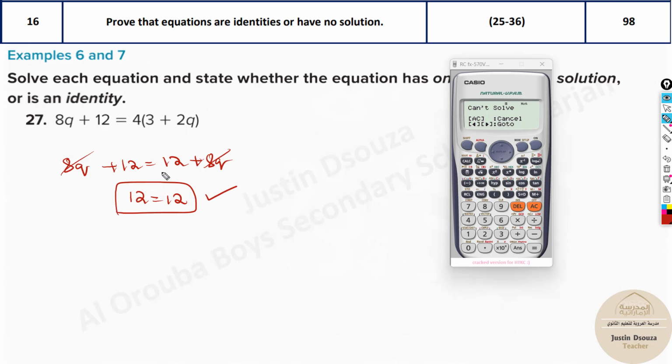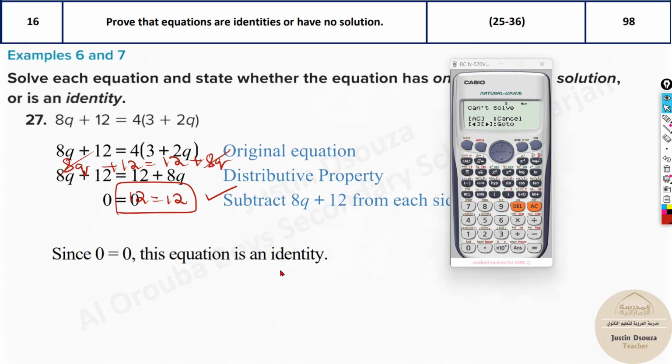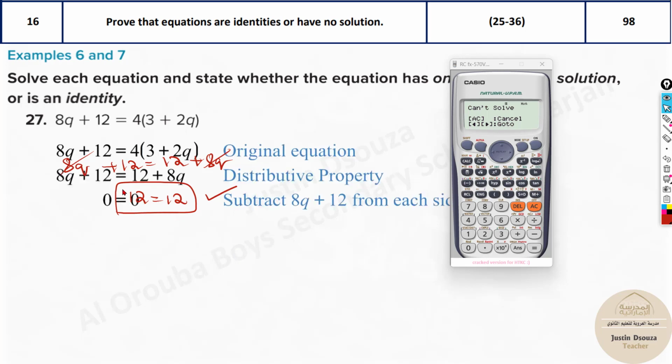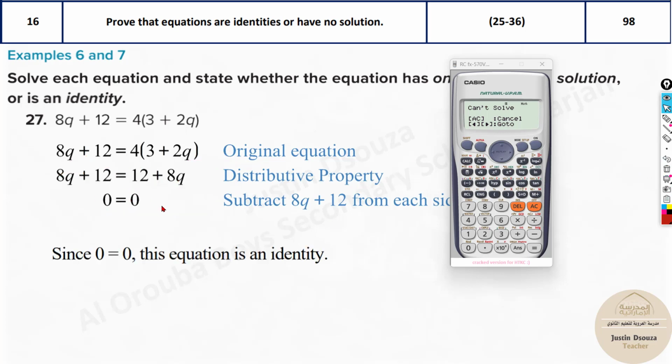That means it's true for all real numbers. Now here, it's an identity. That's what you need to write. Okay, the answer is identity because what we got is 12 equals 12. Now if you divide both sides by 12, it becomes 0 equals 0. Yes, all the time it will be true. All the time this equation will be true.